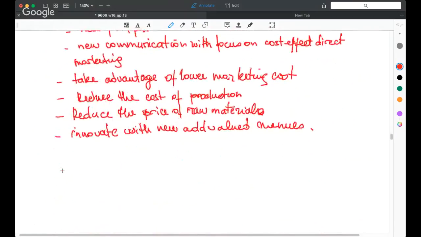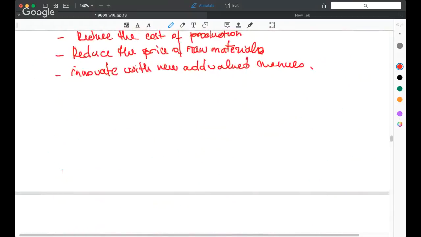Question 7A is: analyze the advantage of crowdfunding as a source of finance for a small business. Analyze, what is the first, crowdfunding? Crowdfunding?